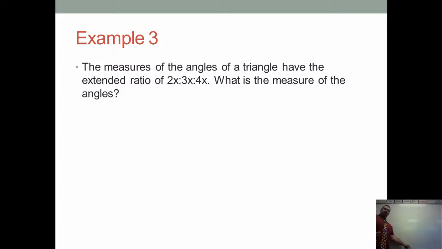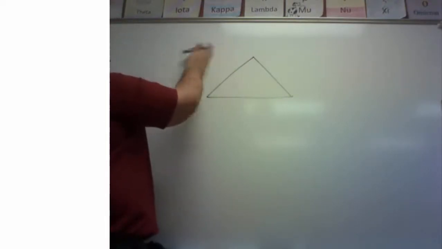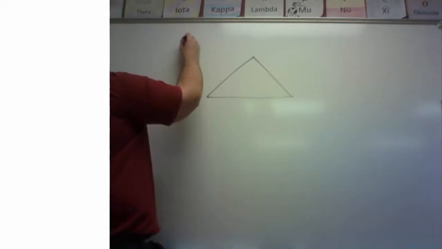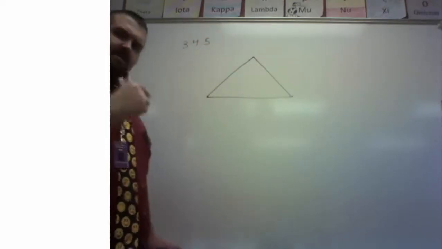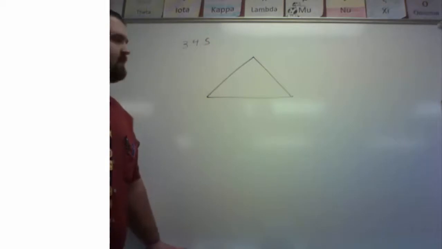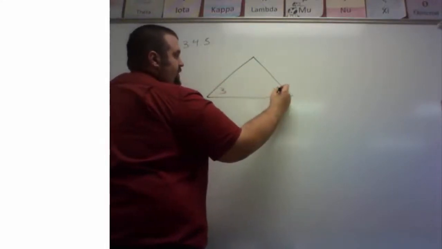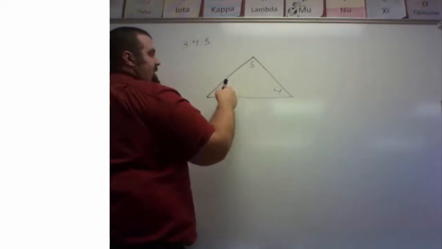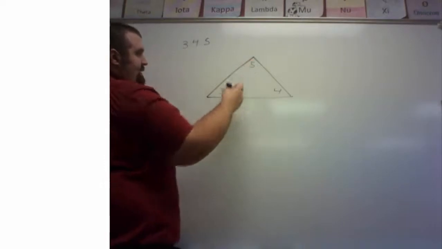Well, what that's saying is, in this triangle, I'm going to change this ratio. I know the problem said 2x to 3x to 4x. Instead, I want to do 3 to 4 to 5. That's the extended ratio of the angles of this triangle. If I compare these three angles, this one's 3 to 4, this one's 4 to 5, and this one's 3 to 5. So it's just extending the pair, so it's 3 to 4 to 5.